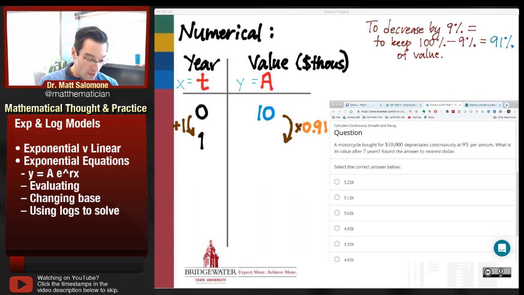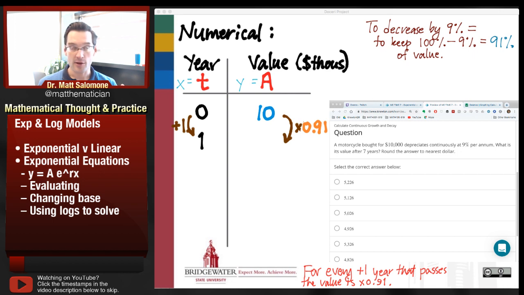So let me take this opportunity before we go any further and write down, at the bottom of the screen here, what's happening in my data. So for every plus 1 year that passes, the value of this motorcycle is multiplied by 0.91. Right? So that's kind of a crude arithmetic description of what's happened here from year 0 to year 1.